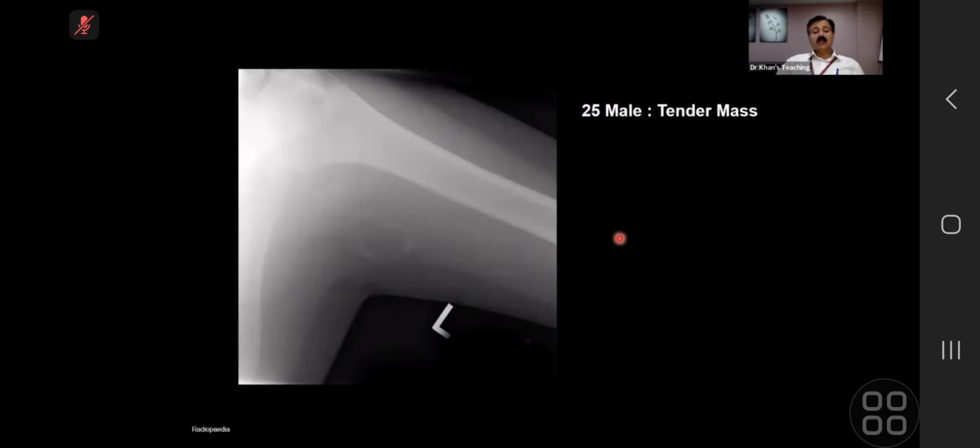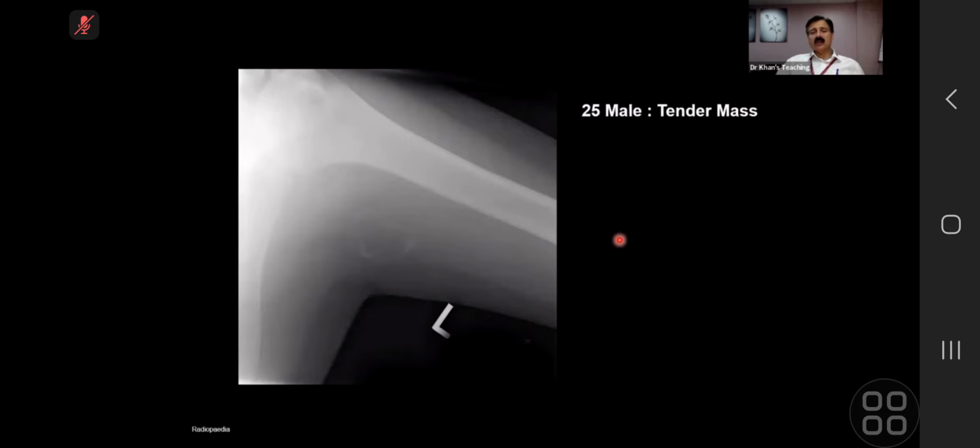What do you call this? Myositis ossificans, right? Oh, yes. Myositis ossificans is a very important exam case. And they might show you serial films also.